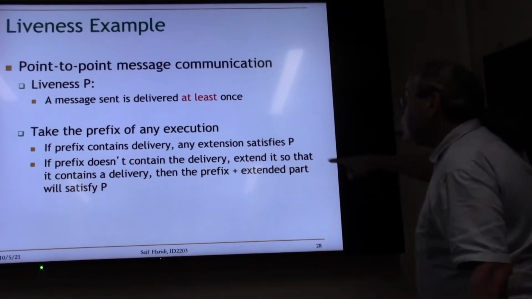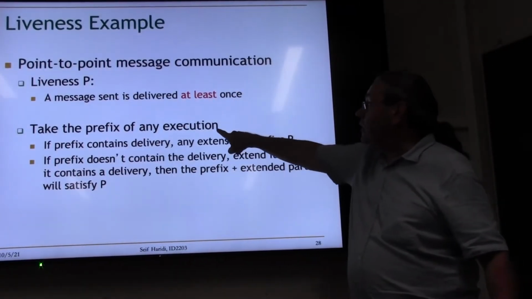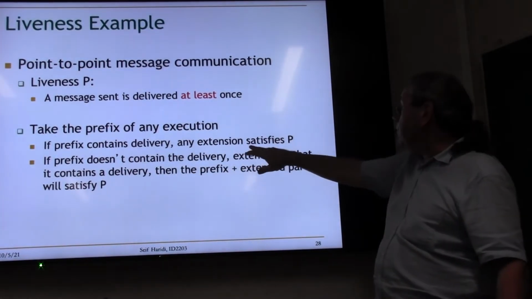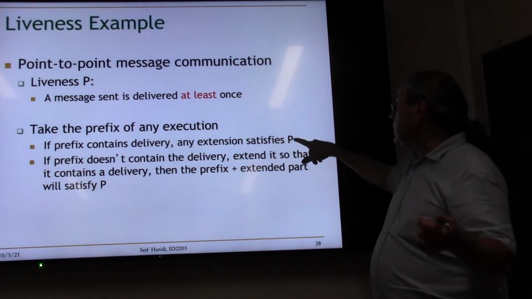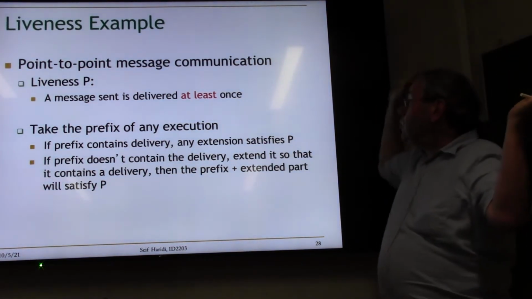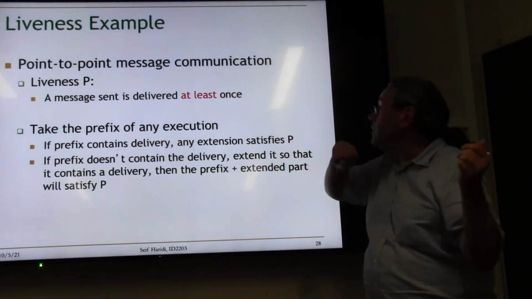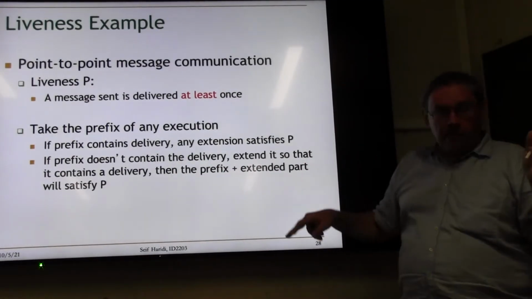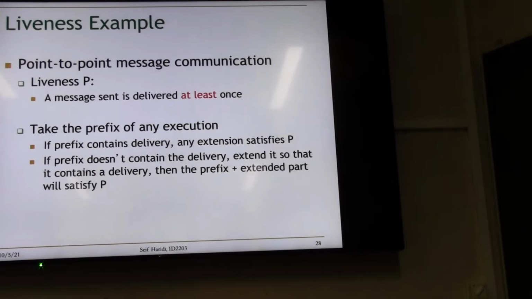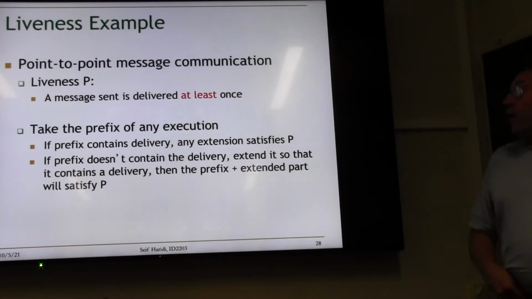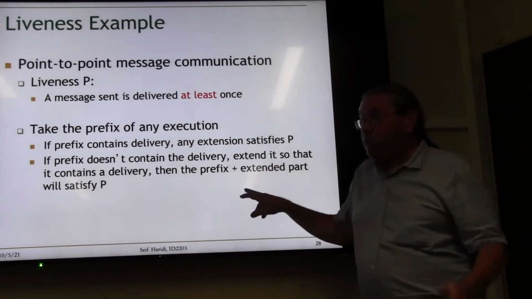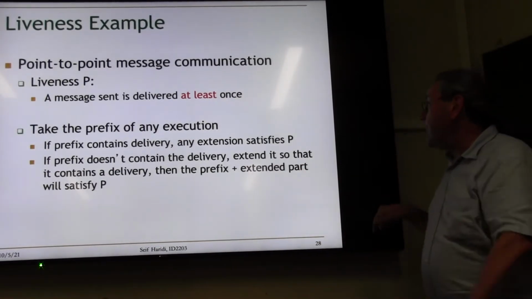So that's easy to show. Take the prefix of it, that this is liveness, we can prove it. Take the prefix of an execution. If there's already a delivery in that prefix, then we're fine, because any extension will satisfy it. There can be more deliveries, but that's okay, because it's at least one, so it can be more than one. If the prefix does not contain the delivery, then we just have to find an execution where it does. Okay? So, assuming there will be an execution where it does. So a property is liveness if we can always find an execution which has delivery.